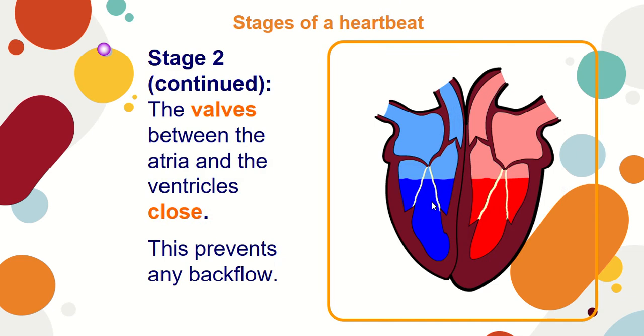Then after that, the valves between the atria and the ventricles close. So once it is full, those will close. Okay? Our atrioventricular valves will close. This prevents any backflow, so that we only go one direction. Next.